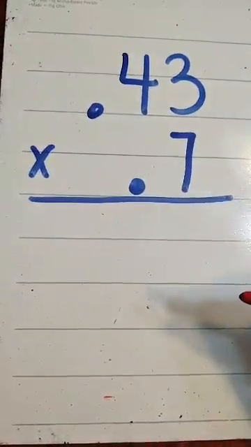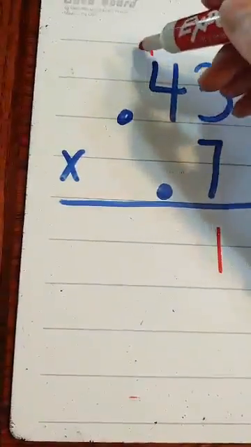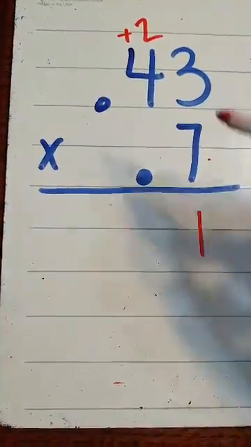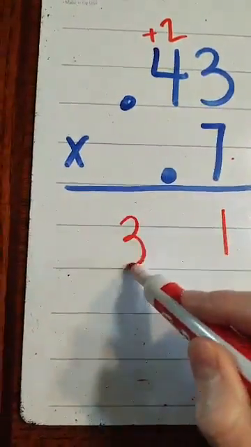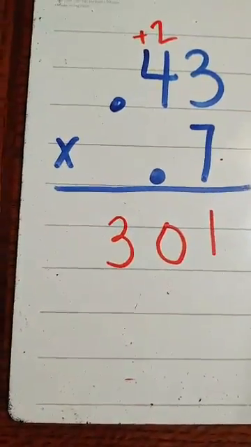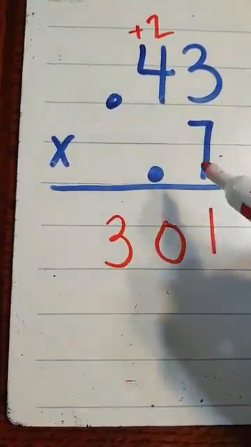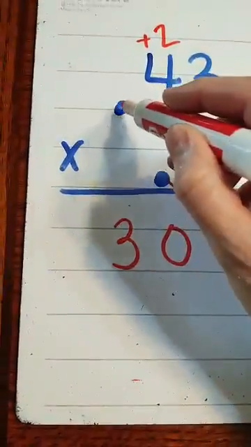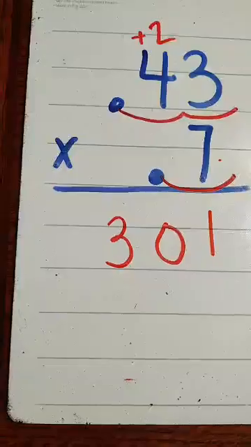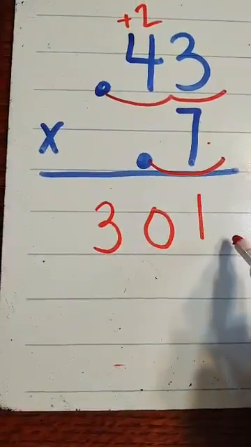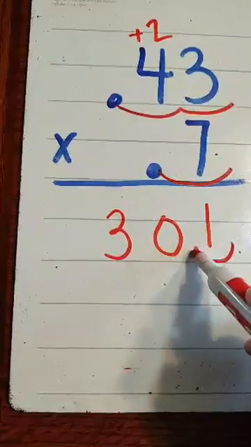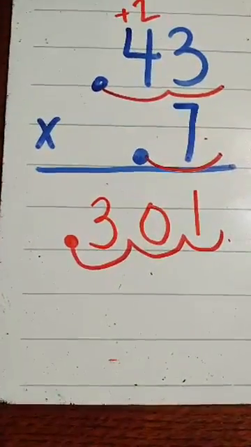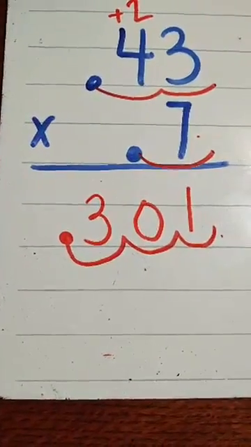7 times 3, 21. 7 times 4, 28 plus 2, 30. Now we think about the decimals and we count how many are behind decimals. 1, 2, 3. So we start at the right and we count 3. 1, 2, 3. And that's where my decimal goes, 301 thousandths.